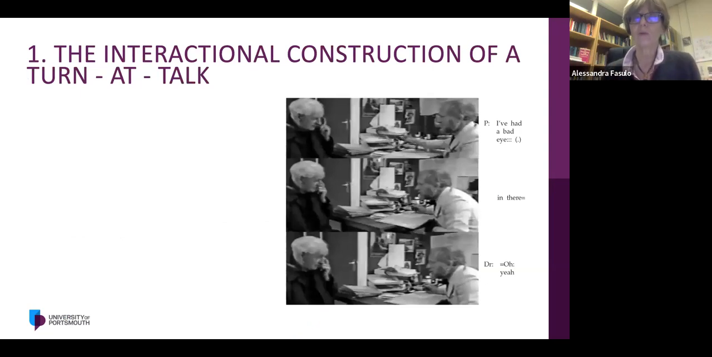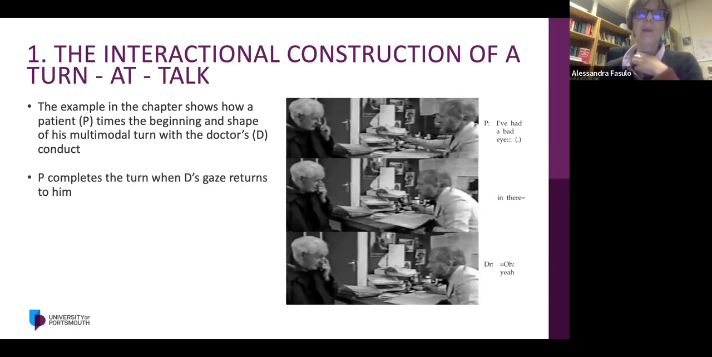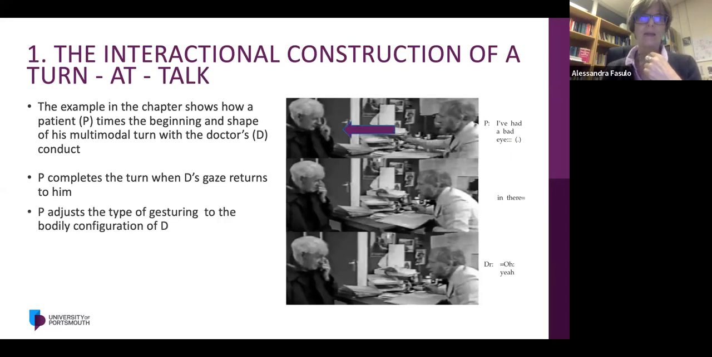If you want to see more about this interactional construction of turns at talk, you can see in the chapter by Heath and Luff how it's explained with an ophthalmology visit, in which the patient begins his turn according to what the doctor is doing, and there is this monitoring of gaze. The patient completes the turn only when the doctor's gaze returns to him, and then goes on, adjusting the types of gesturing to the bodily configuration.